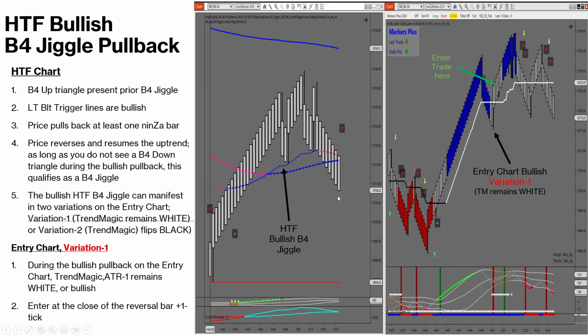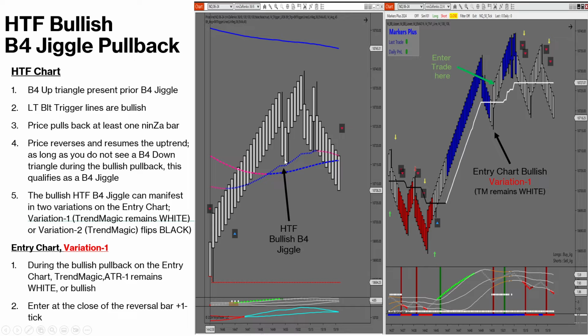Now let's get into the higher time frame bullish B4 jiggle. So let's talk about this first. The B4 up triangle has to be present prior to the B4 jiggle. Here's the up triangle, rally above, get the cross, we come back at least 1 bar on the higher time frame for the B4 jiggle.